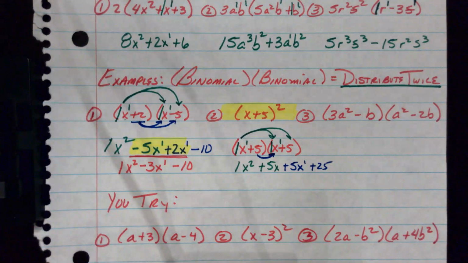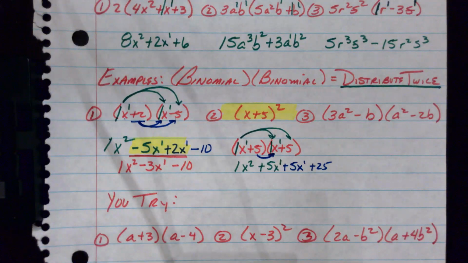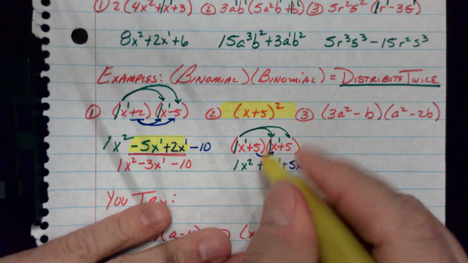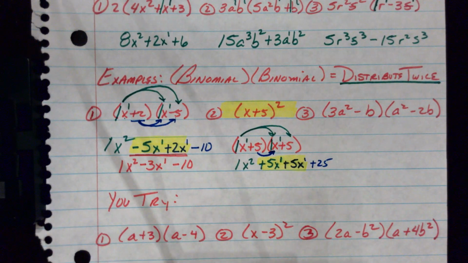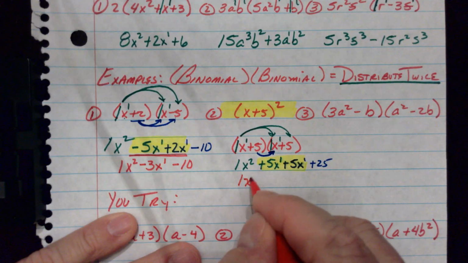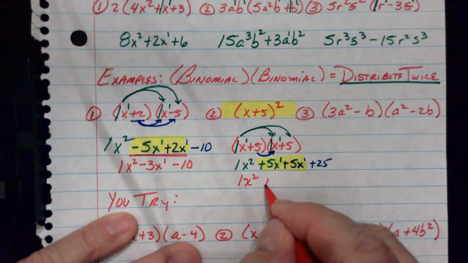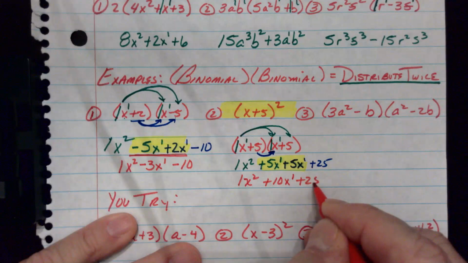Again, we see in the middle, if we put in all the unwritten ones, there are 2 terms in the middle that are of the same degree, that are like terms, so they need to be put together. Our final answer, again, is going to have an exponent of 2 as the highest degree. 5 and 5 makes 10, x to the first degree, plus 25.